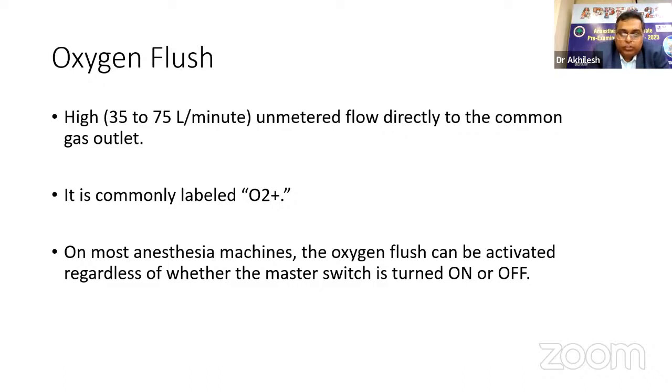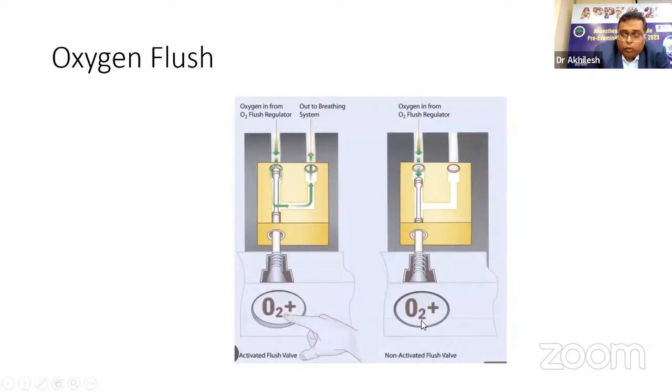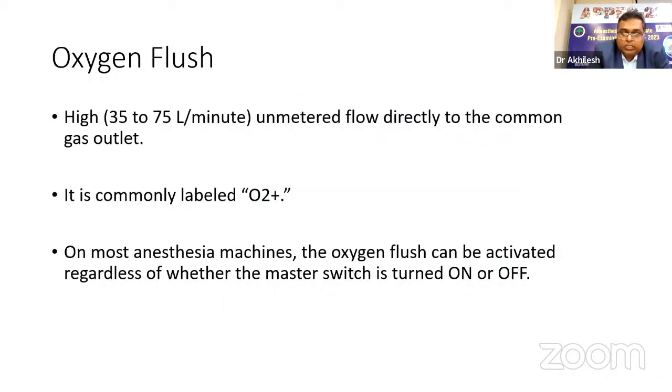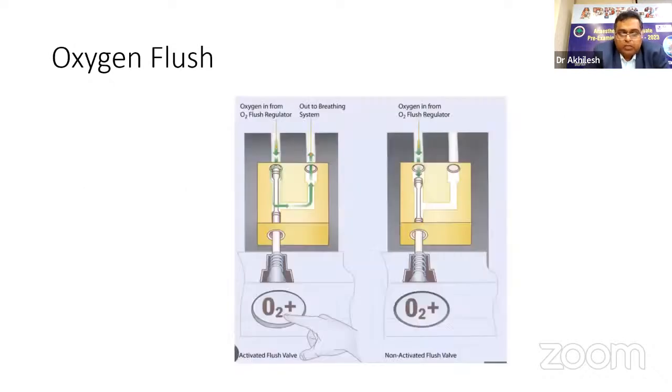So if it is not used judiciously, that can lead to barotrauma also. So that's a high 35 to 75 liters per minute of oxygen, which goes unmetered directly into the common gas outlet and is usually labeled as O2 plus. There's always an O2 plus labeled on the machine. So this means that this is the extra oxygen which comes through the oxygen flush. And in most anesthesia machines, the oxygen flush can be activated regardless of whether the master switch is turned on or off. So this is how the oxygen flush works.